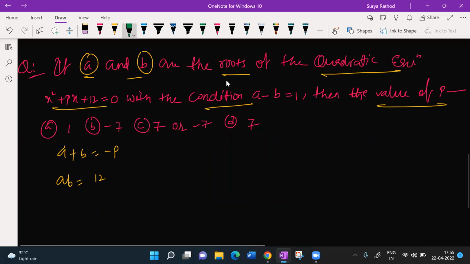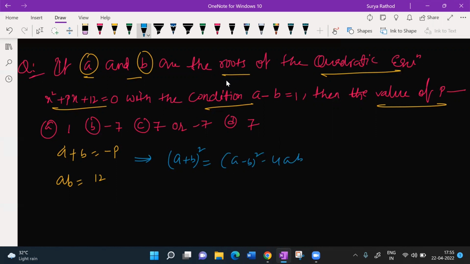Yes, sir. A plus B whole square is equal to A minus B whole square plus 4AB. Then we need to substitute the values. You have the AB value. So A plus B whole square formula you can write as A minus B whole square plus 4AB. Let's see whether we are getting plus 4AB.